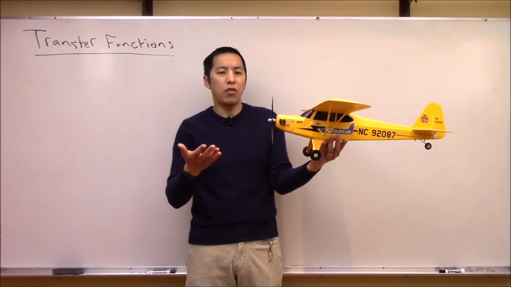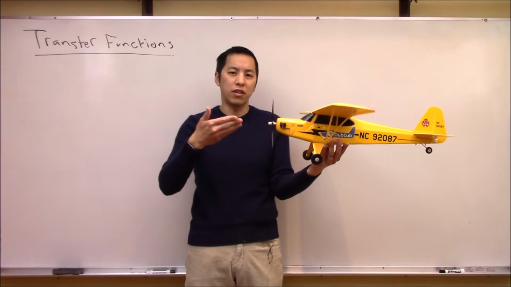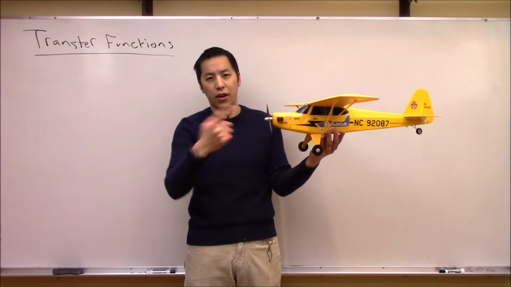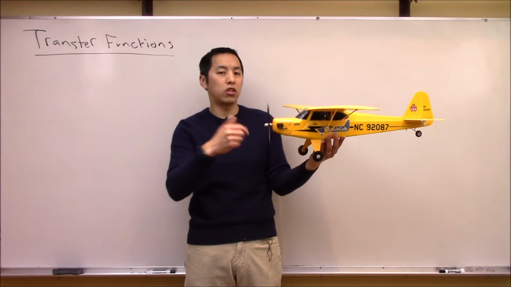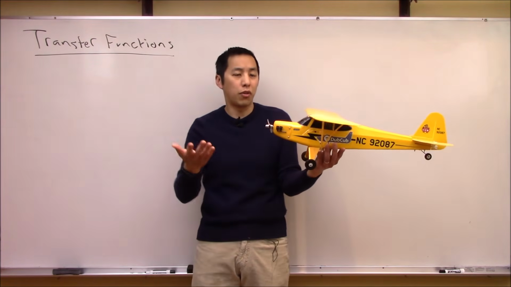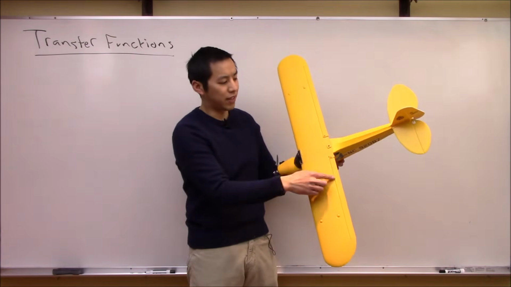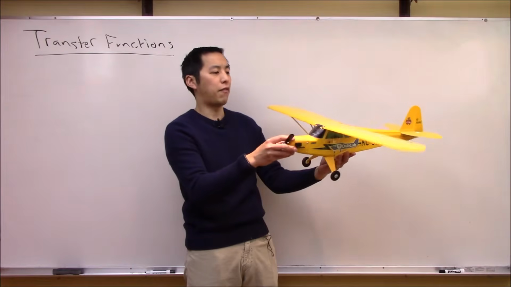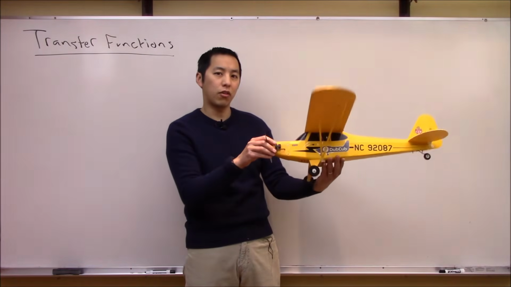And there are many things that can be input to this system to influence the output. For example, you notice it's got an engine here, so you can change the throttle setting to make this thing go faster or slower or climb or do other things. But there are also control surfaces like the ailerons on the trailing edge of the wings. Those typically affect the roll of the aircraft.